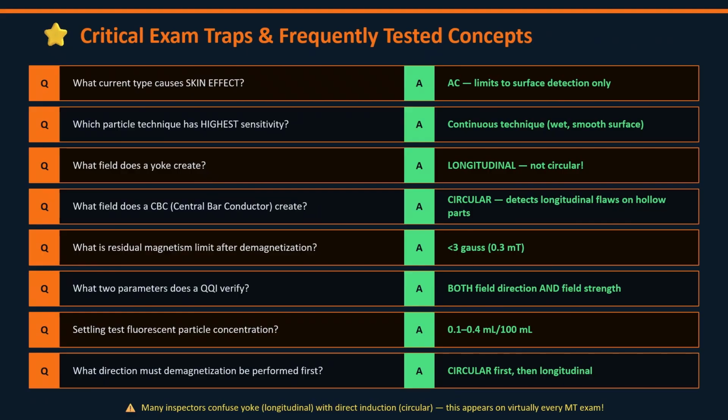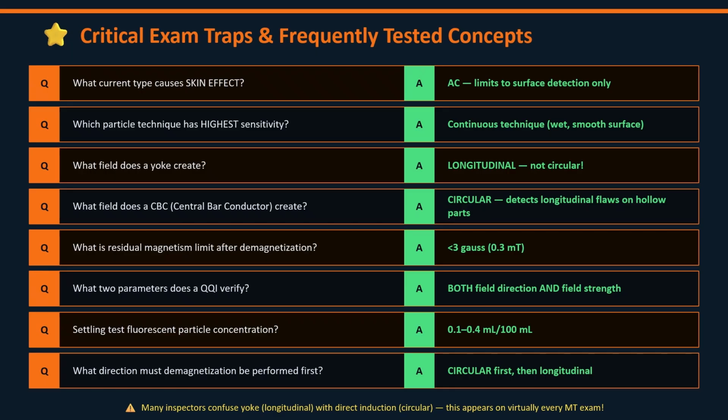This slide gathers several high-value examination concepts. The first is the skin effect. Alternating current concentrates the magnetic response near the surface, making AC highly effective for surface discontinuities but unsuitable as the sole basis for reliable subsurface detection. The second is the continuous technique. Because the magnetizing force remains present while particles are applied, it normally provides higher sensitivity than a residual examination. The third is field direction. A yoke creates a longitudinal field, while a central bar conductor creates a circular field in the surrounding component. Confusing these two is one of the most common MT examination errors.